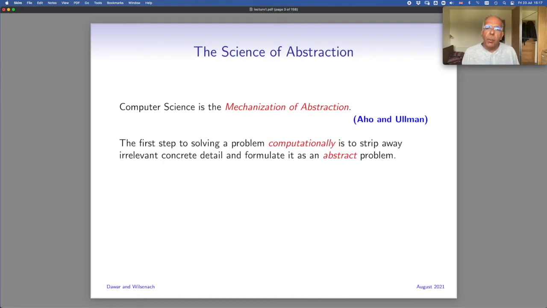When you want to solve a problem computationally, the first step is to formulate it as an abstract problem. And that means stripping away irrelevant concrete details. Let me give you an example. I was once supervising a student who had a project in which he had to construct, using a constraint programming language, a railway timetable. And I found that the hardest step was the first step, where in order to know what to program, you had to formulate what the problem was you were programming.